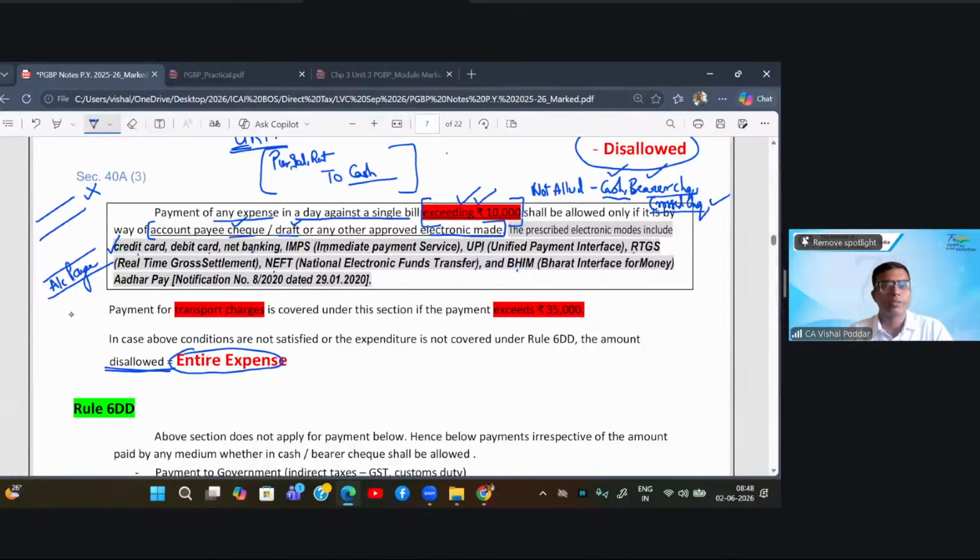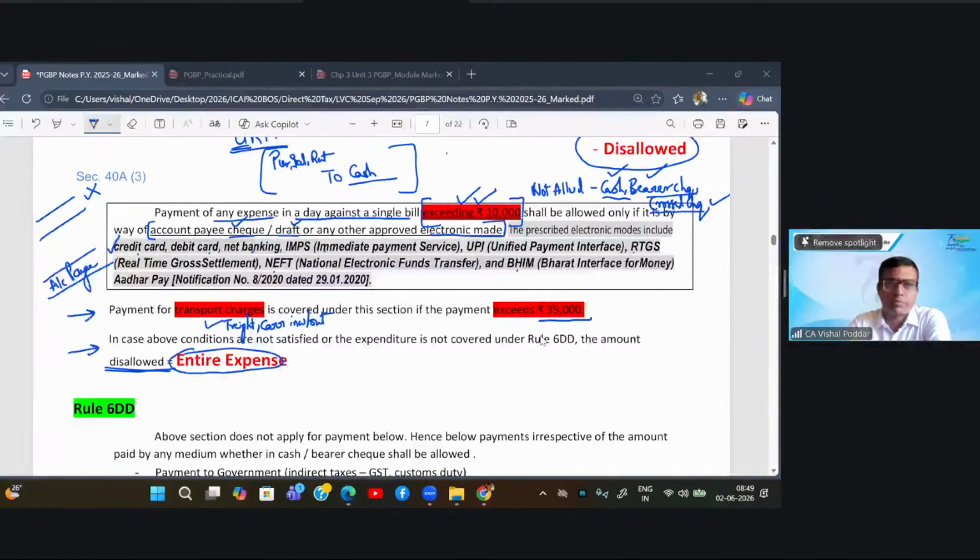Now this section again has two relaxations. What are they? First, if you are making payment of transport charges, now what could be transport charges? Freight, carriage inward, outward. These are all transport charges. So for transport charges, the limit is kept as 35,000. So up to 35,000, if you are making payment in cash, it will be allowed. But above 35,000, it should be only by way of account payee cheque or draft.